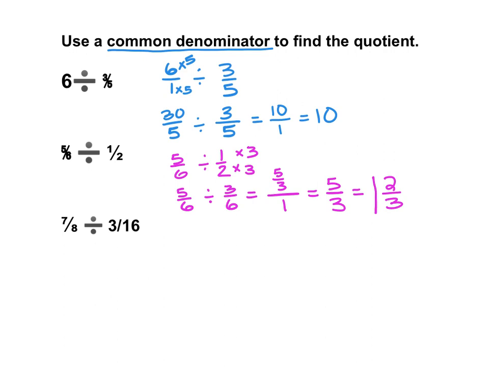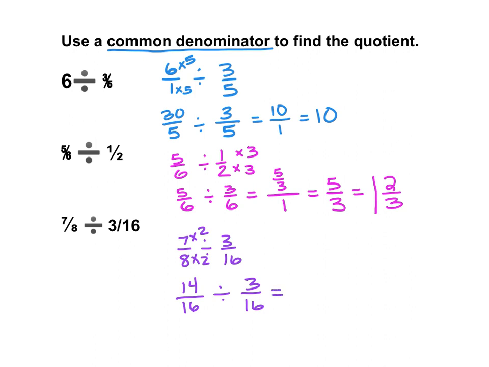All right, this one, we have 7/8 divided by 3/16. All right. So, does the little number go evenly into the big number? Yes, 8 goes evenly into 16, so that will be our common denominator. Need to multiply by 2, and we have 14/16.